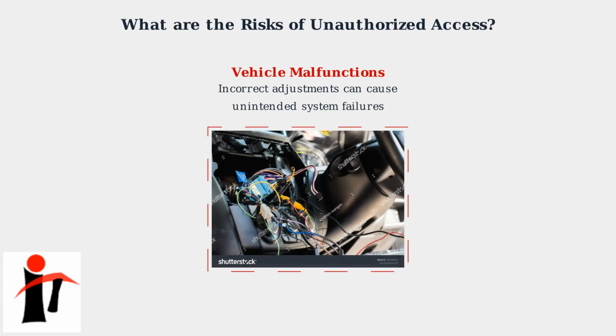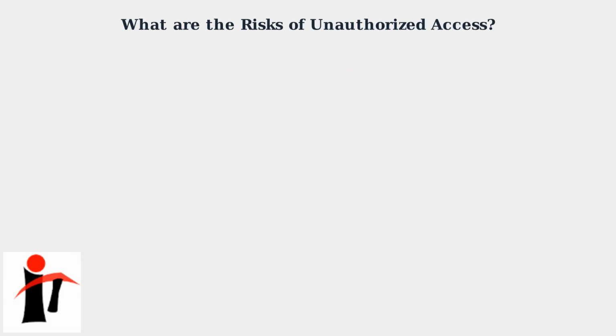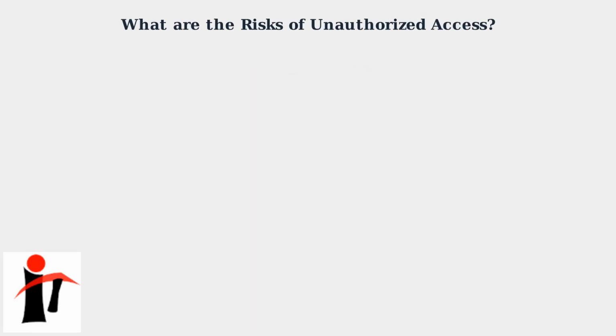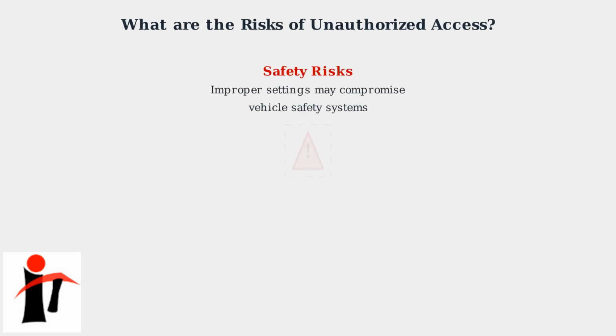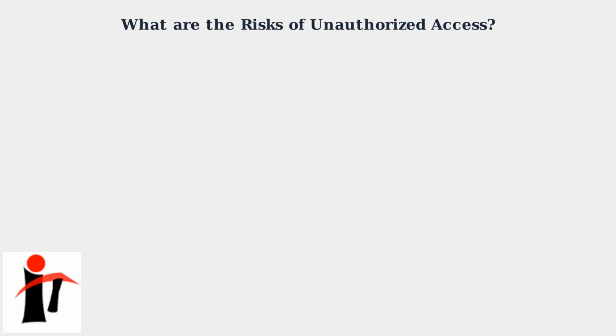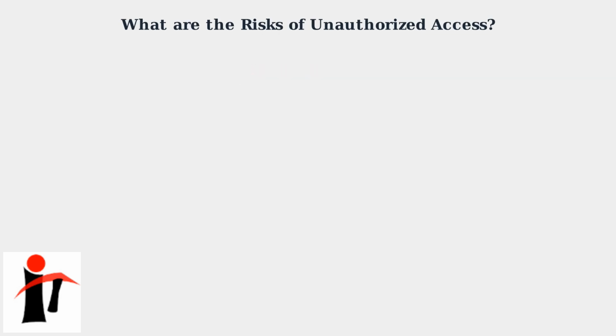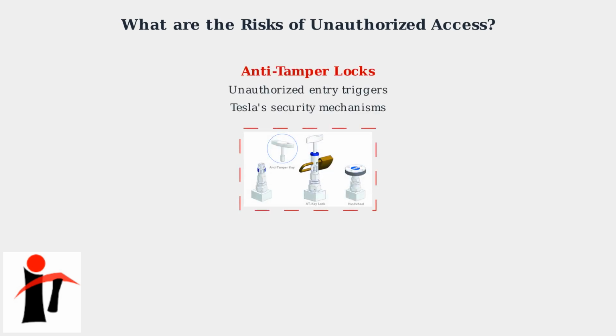Unauthorized adjustments can cause vehicle malfunctions, leading to unexpected system failures that affect drivability. This access can void your vehicle's warranty, leaving you responsible for all repair costs. There are potential safety risks, as improper settings might compromise critical safety systems. Activating incorrect features can damage the vehicle's systems, requiring expensive repairs. Tesla's anti-tamper locks can be triggered, making the vehicle inoperable until professional service intervention.